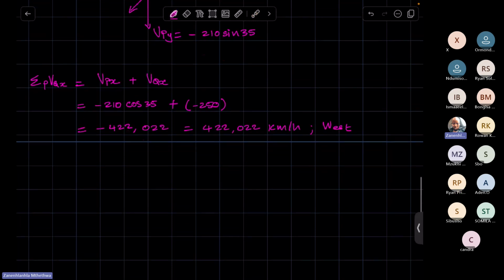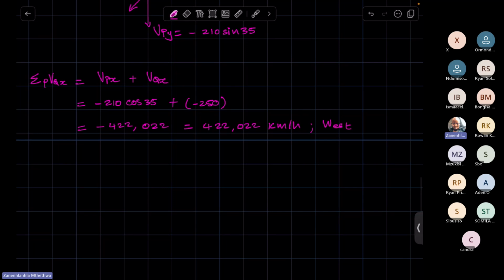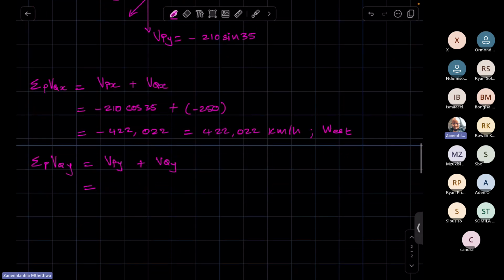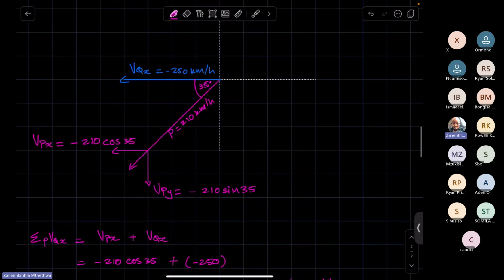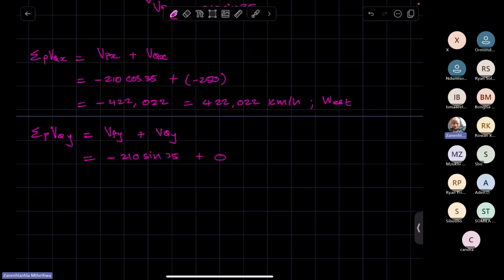Right. So now we again apply conditions of equilibrium, but now in the y. In the y, what is on the Cartesian plane? So the sum of p relative to q in the y direction will be equal to vpy plus vqy. Vpy is negative 210 sine 35, plus vqy. There is no component of q in the y direction, so that will be 0. So what is negative 210 sine 35?